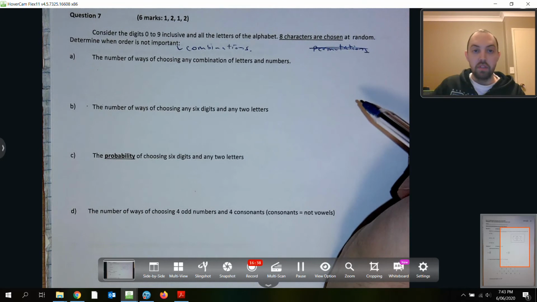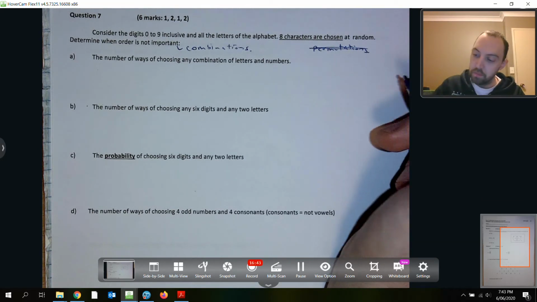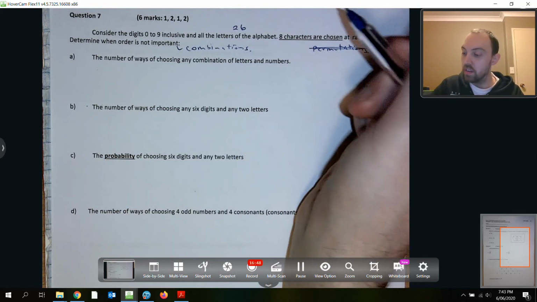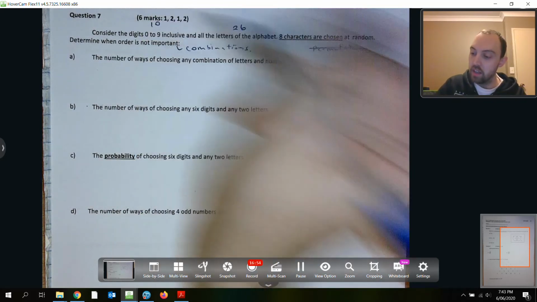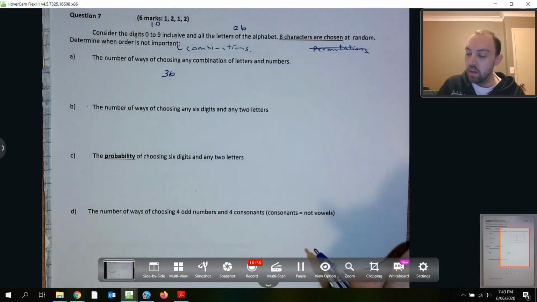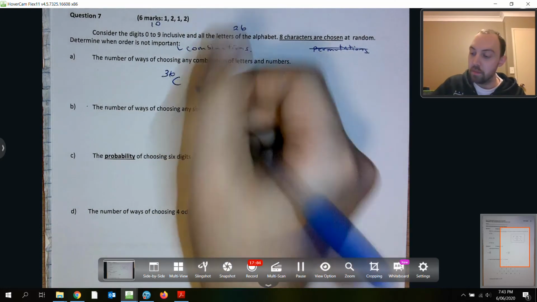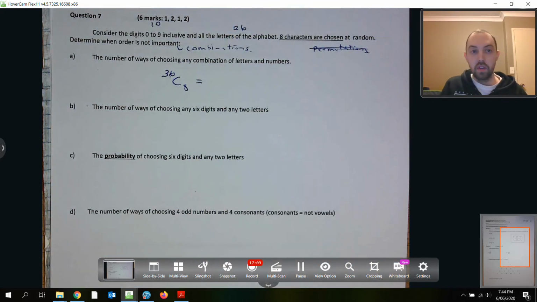Part A, the number of ways of choosing any combination of letters and numbers. Well, how many letters and numbers are there in total? There's 26 letters of the alphabet, and 0 to 9 is 10, so there's 36 characters in total. And we are choosing 8 of them: 36 choose 8. Now, this is the calc section, and we actually do want to work that out.